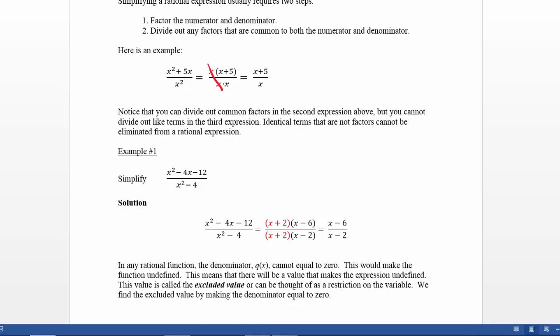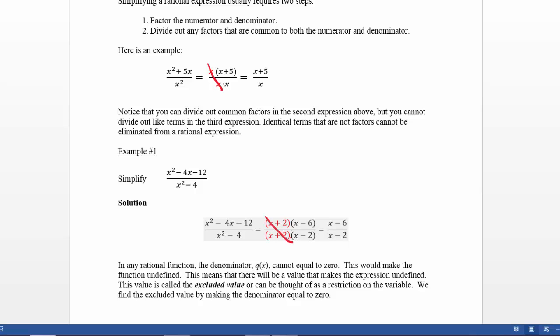If you look at example number 1, we have a little bit more complex view of some polynomials in each numerator and denominator, and so a little bit more factoring involved, but again, still the same deal. We cancel out the common parts, leaving us with just the simplified version.